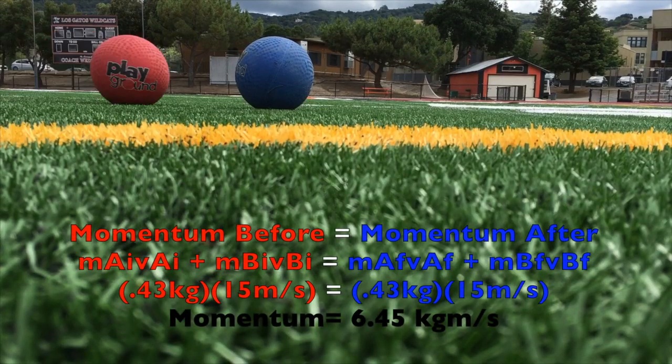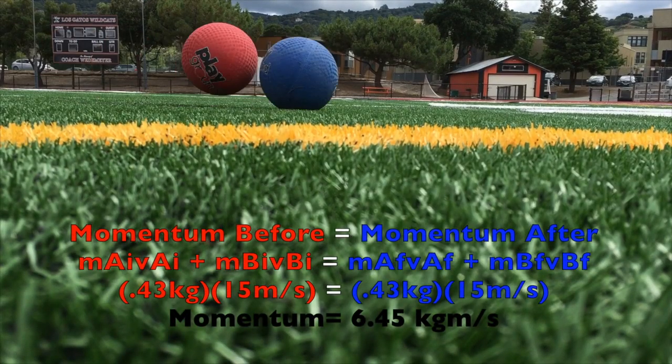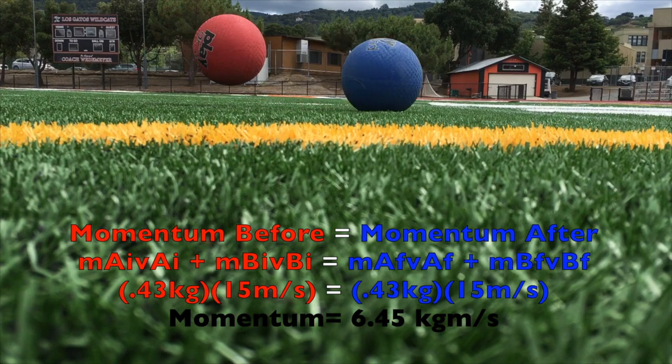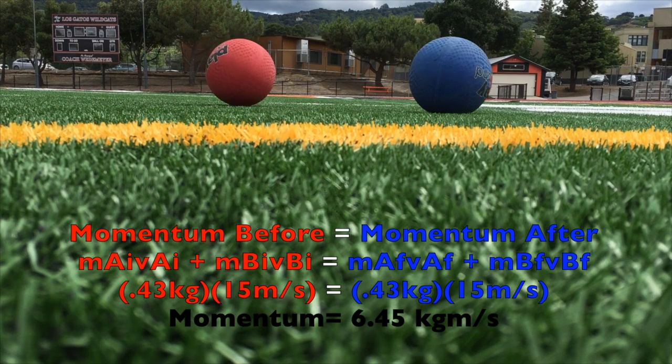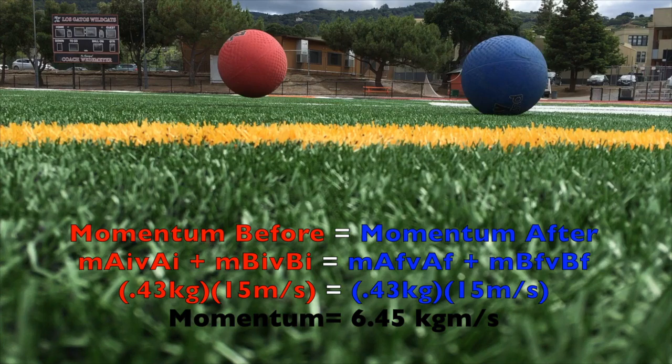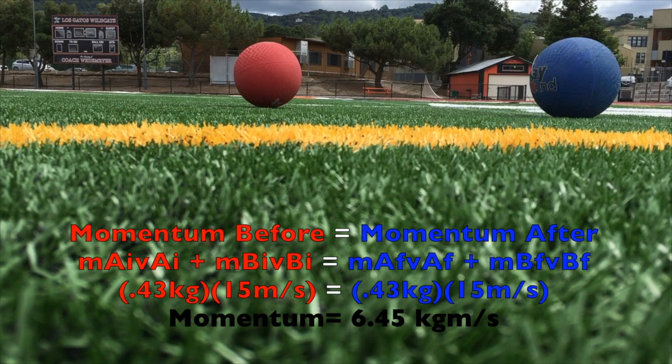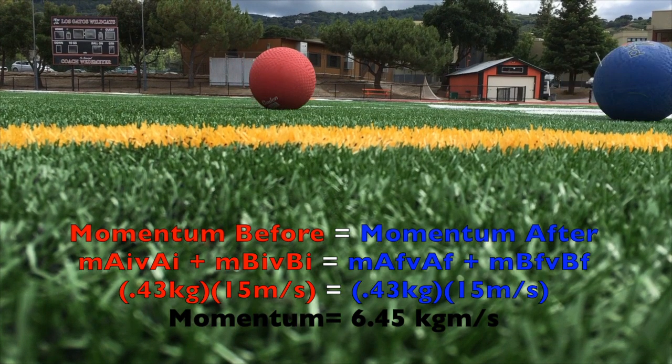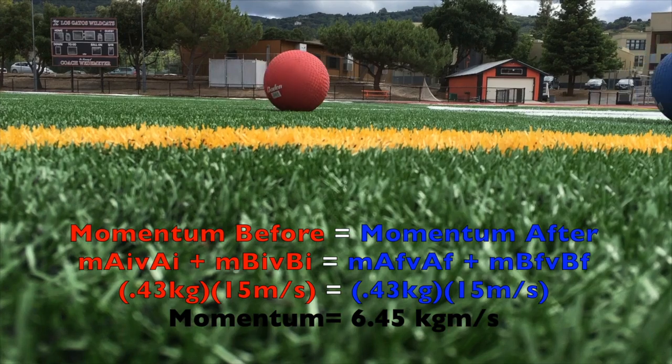If the mass of the ball is 0.43 kilograms and it moves 15 meters per second, its momentum is 6.45 kilogram meters per second. This equation can be plugged in to find the momentum after the collision because momentum is conserved throughout the collision.